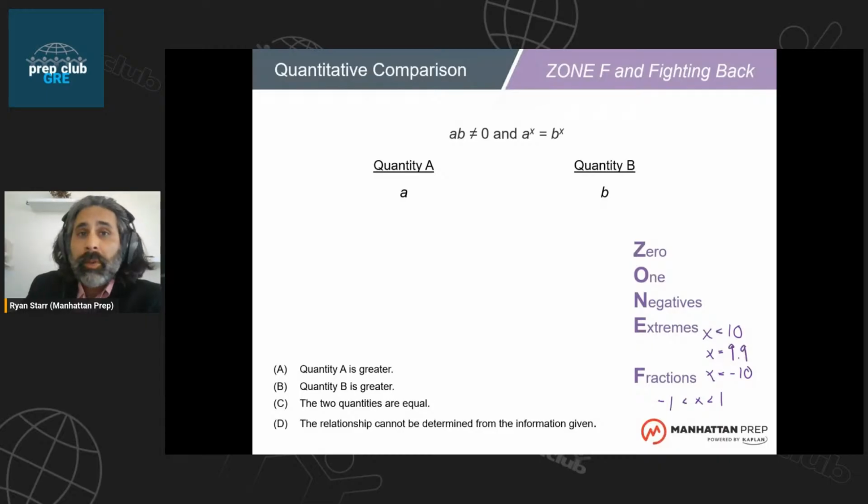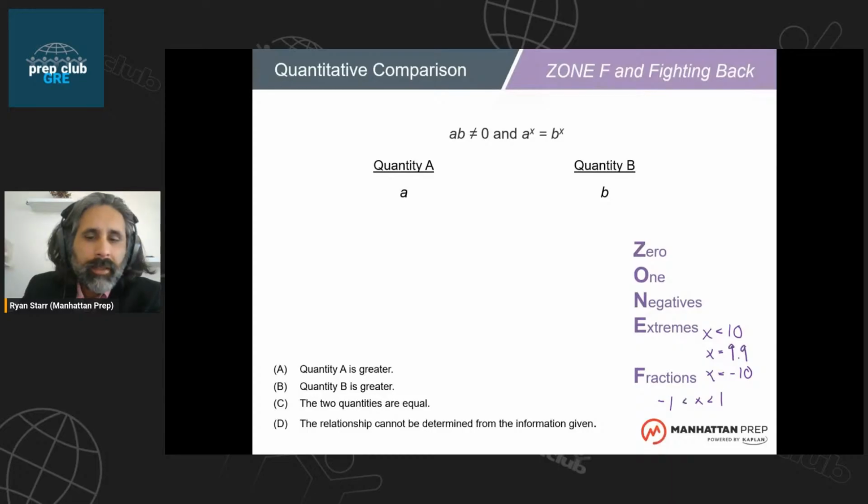The more you deliberately use Zone F, the more you start tailoring your selections to the problems at hand. Like I said, in an exponents problem, 0, 1, negatives, fractions are all pretty relevant. But in, say, a fractions problem, 0 might be a no-go because of denominators and stuff like that. Extremes are really useful in an inequalities problem, not as useful elsewhere. That sort of thing.